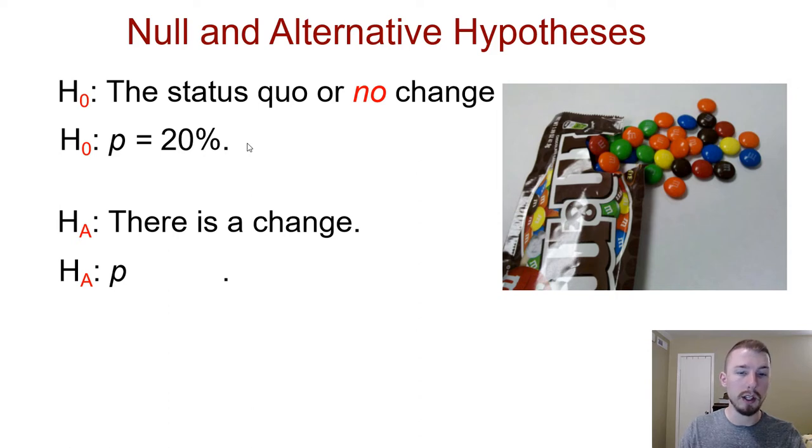Then the alternative is that there's going to be a change. Now, it's either a one-sided or one-tailed alternative test, or it's two-tailed. In this case, it wouldn't matter if it was more than 20% or less than 20%. Either way, we would be able to call BS. Oftentimes it's only one direction, but we're going to go with a two-tailed test in this case. So we're interested to see if the proportion is different than 20%, whether it's higher or lower.